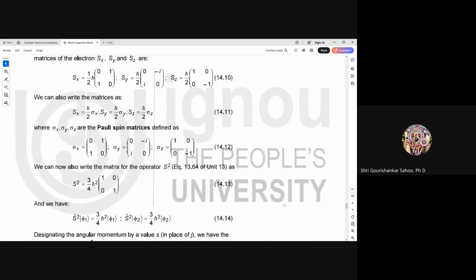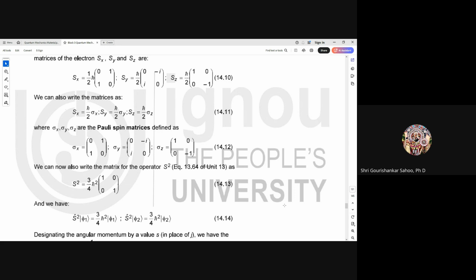You can also write the matrices Sx equal to h cross by 2 sigma x, Sy equal to h cross by 2 sigma y, and Sz equal to h cross by 2 sigma z, where sigma x, sigma y, sigma z are popularly known as the Pauli spin matrices. Sigma x is equal to 0, 1, 1, 0 in matrix form, sigma y is equal to 0, minus i, i, 0 in matrix form, and sigma z is equal to 1, 0, 0, minus 1. We can also now write the matrix for operator S square as S square is equal to 3 by 4 h cross square times 1, 0, 0, 1.